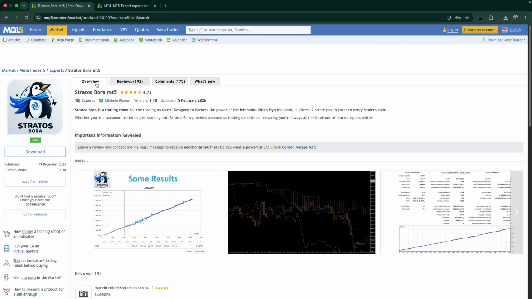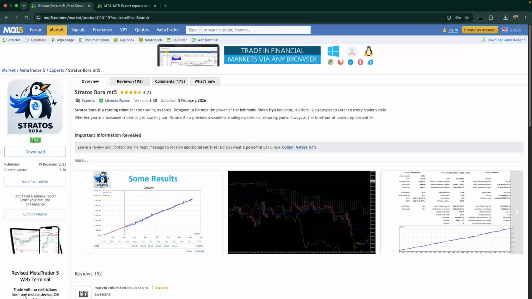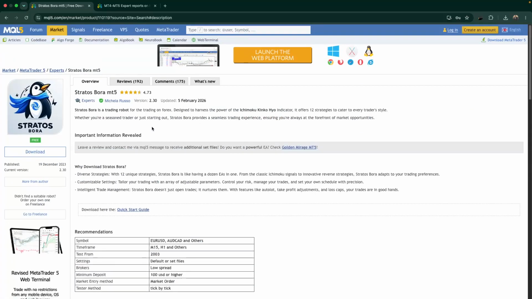So this is the overview of the Stratos, and this is free. The EA is 100% free. It was developed in 2023 and it was last updated this year, so the developer is keeping a serious eye on the Stratos Bora.